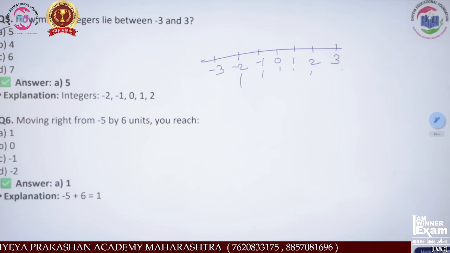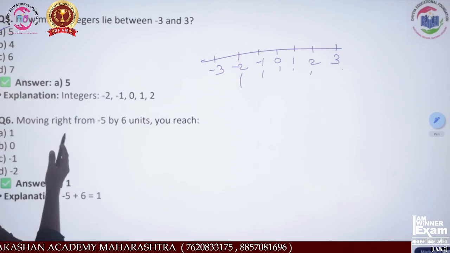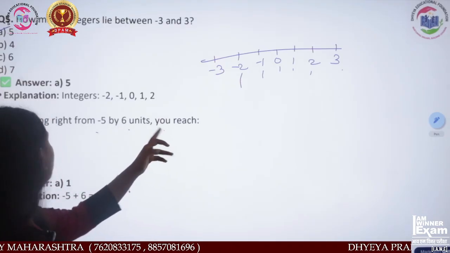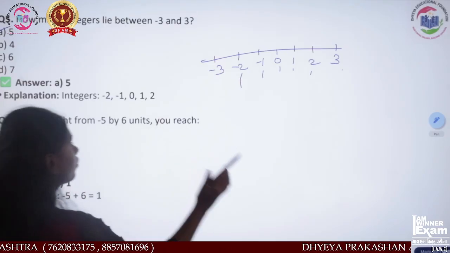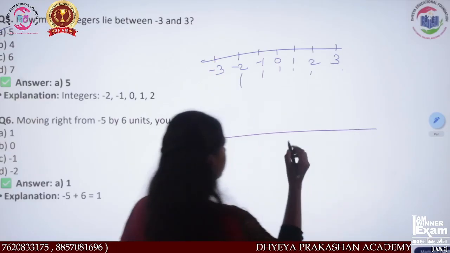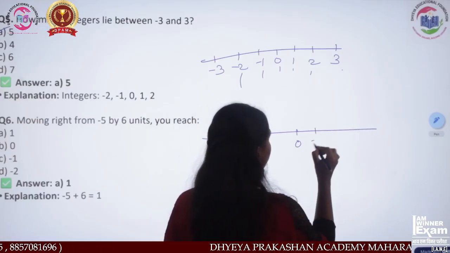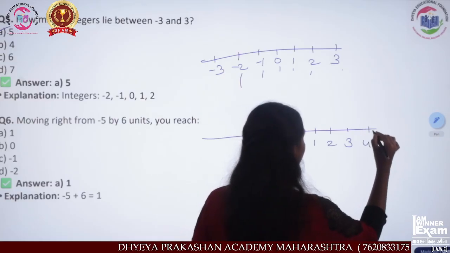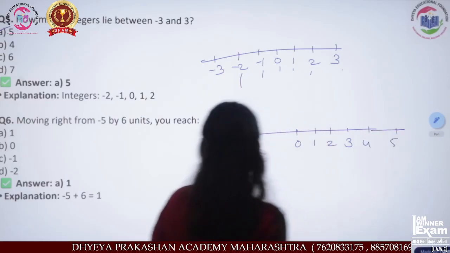Okay. Then next. Moving right from minus 5 by 6 units, you reach. So let's draw a number line again. 0, 1, 2, 3, 4, 5.